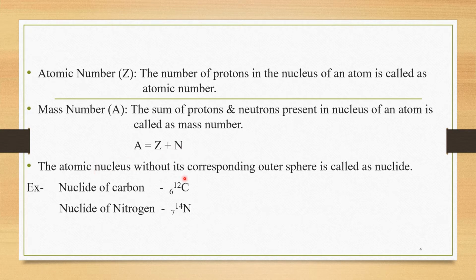The atomic nucleus without its corresponding outer sphere is called a nuclide. If we consider only the nucleus, irrespective of the surrounding part, that is the shells surrounding the nucleus, then that individual nuclear part is called a nuclide. In this chapter, we are going to study only the nuclides of an element. Simple examples of nuclides are the nuclide of carbon with atomic number 6, mass number 12, and the nuclide of nitrogen, atomic number 7, mass number 14.